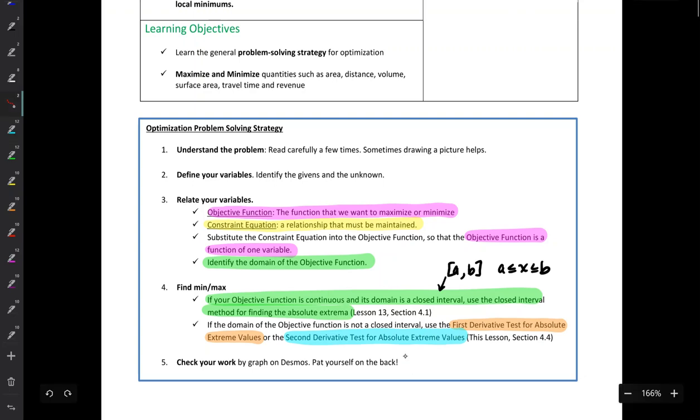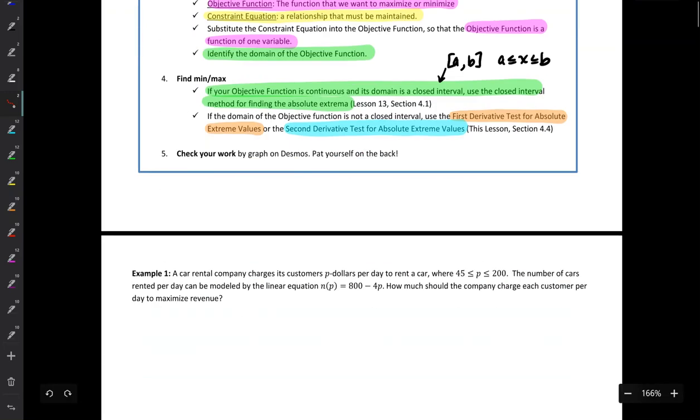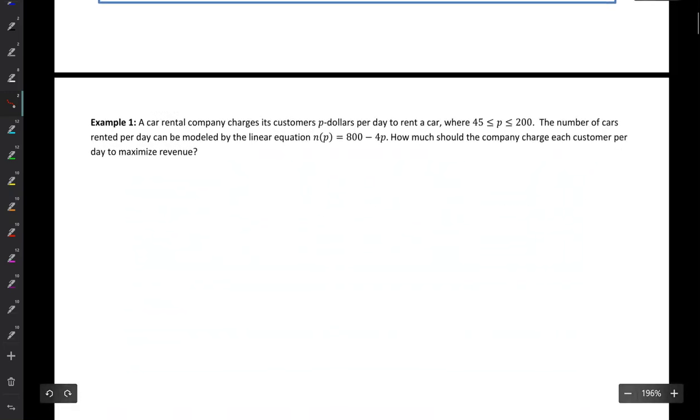Now, we do have technology, right? So you know what your objective function is. We can use a graphing calculator like Desmos to go ahead and find the absolute max or min for that function. And then we congratulate ourselves, right? Because word problems can be a little intimidating. Let's go ahead and jump in and do example 1.